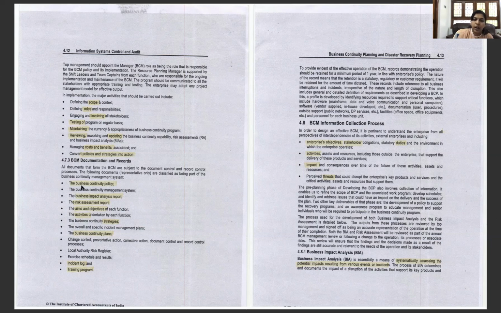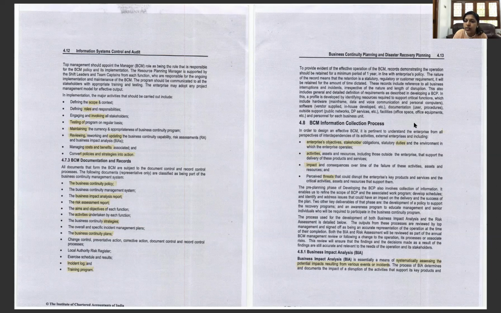Then moving on to BCM as an information collection process. This whole process starts with a risk assessment and identification of our threats and vulnerabilities. Let us put it in the terms of what is given here. In order to design an effective BCM, it is pertinent to understand the enterprise from all perspectives of the interdependencies of its activities. It is important to understand the enterprise from all perspectives of its activities, external expert enterprises, and including.